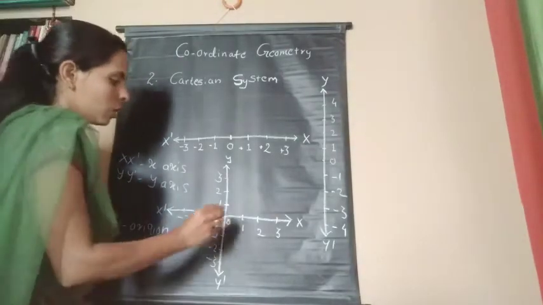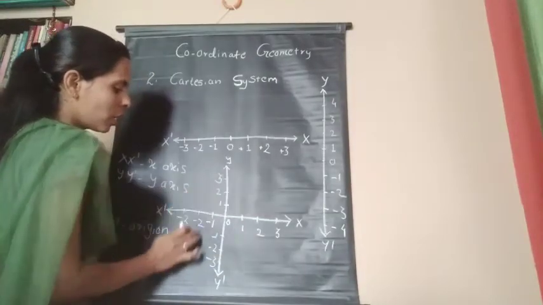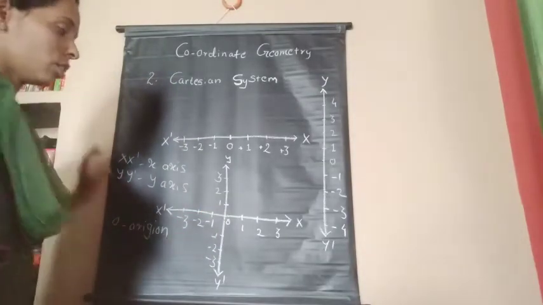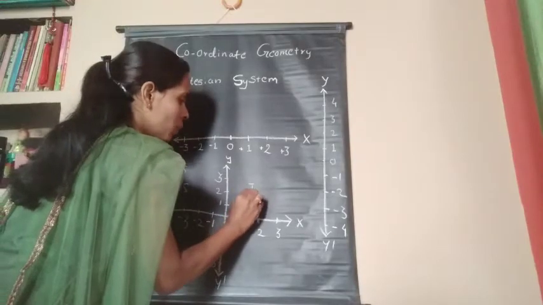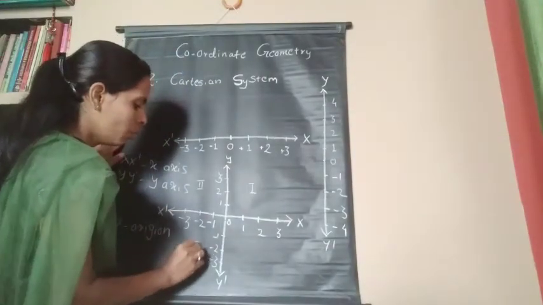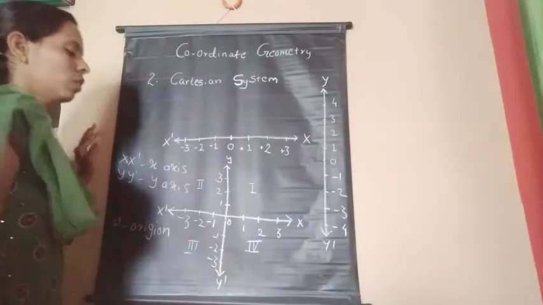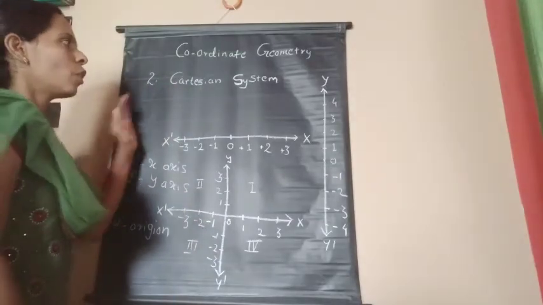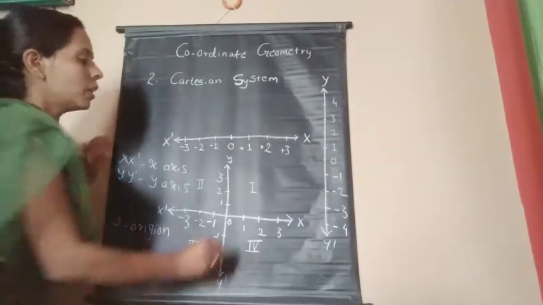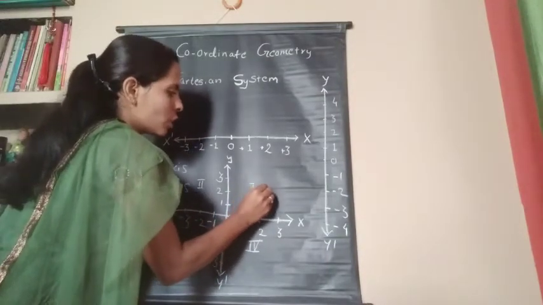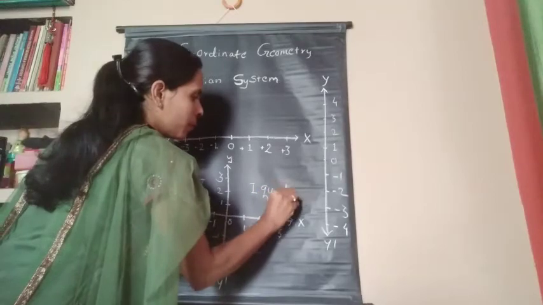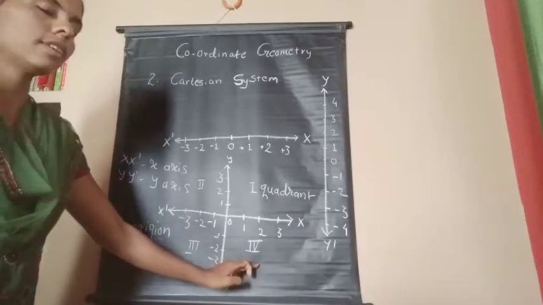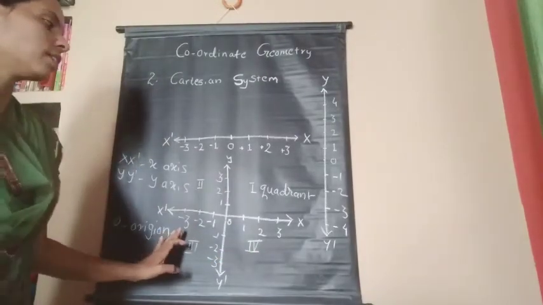Now we can see that 4 parts occur due to these two lines and their intersection. These parts, first, second, third, fourth, we would generally call parts, but when we are dealing with the Cartesian system, also known as the Cartesian coordinate system, this part is called the first quadrant. Similarly, this is the second quadrant, this is the third quadrant, and this is the fourth quadrant. So these are called quadrants.